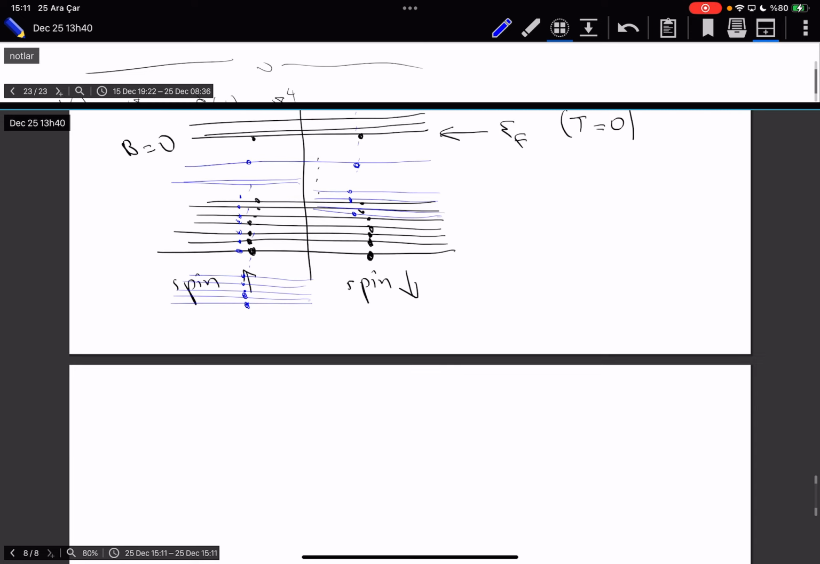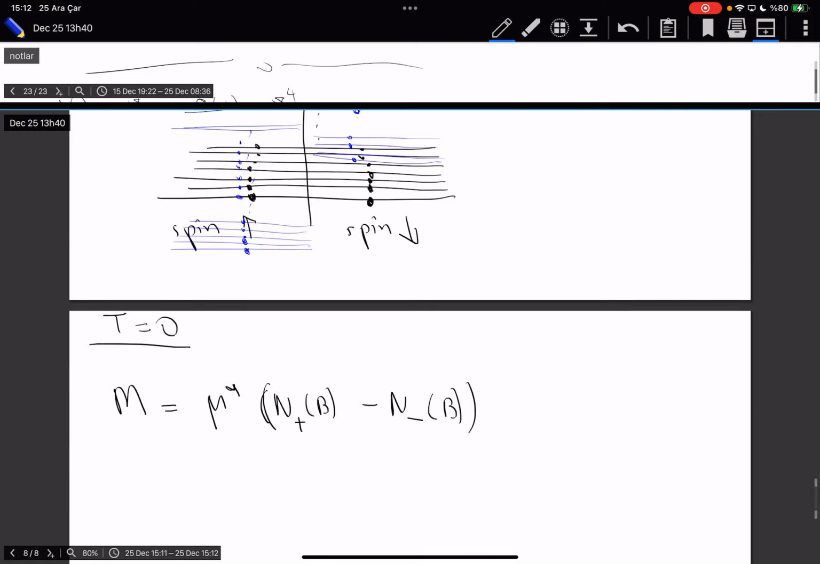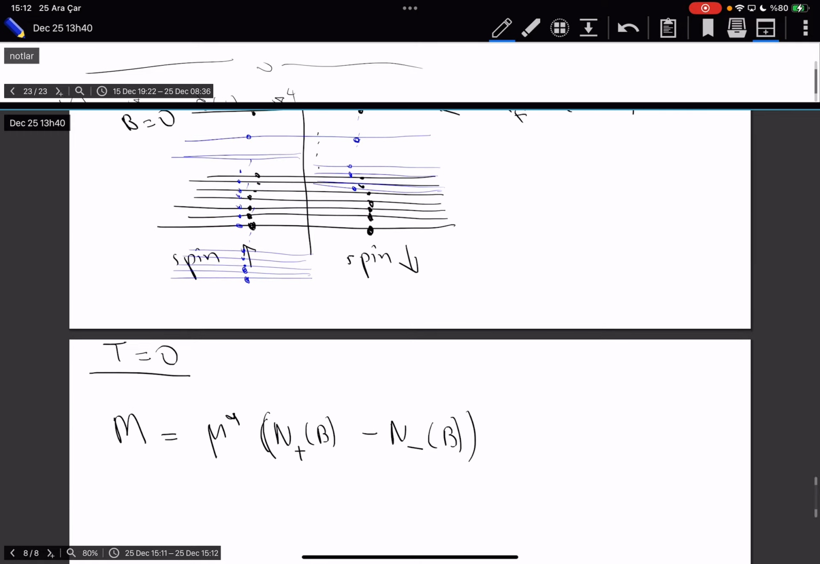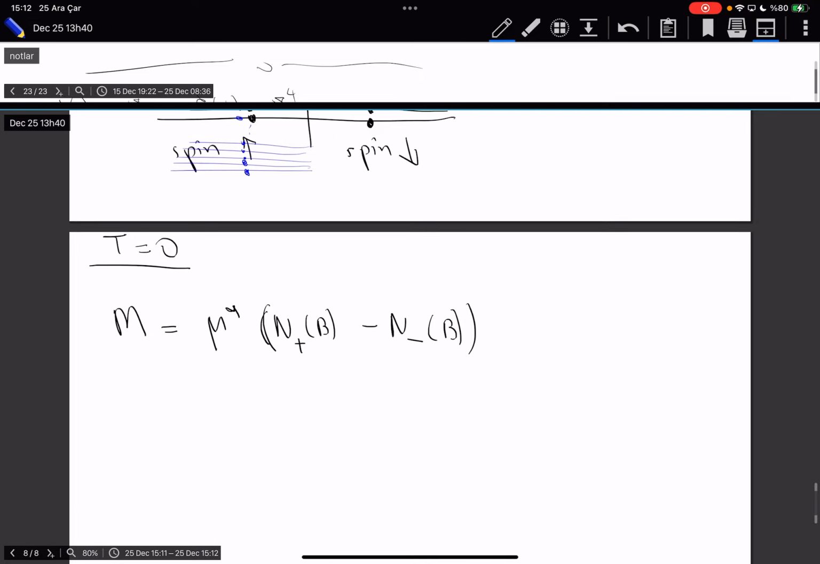Well, let's say that the magnetization of this system, the total magnetization, will be just mu star times the number of spin up minus the number of spin down. Of course, this number of spin up and number of spin down will depend on B, the magnetic field. And keep in mind that I'm looking at what happens at T equal to 0. Now we will generalize to an arbitrary T. Now let's look at these cases. Let's look at the spin up.